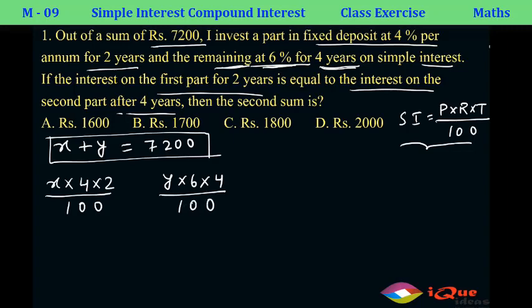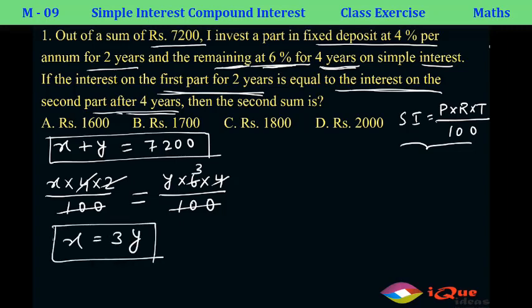100. The question is saying that the interest on the first part for 2 years is equal to the interest on the second part for 4 years. So these two are equal. So from here we can see that 100 and 100 are cancelled, 4 and 4 are cancelled, 2 cancels 6 three times. So we have X is equal to 3Y.